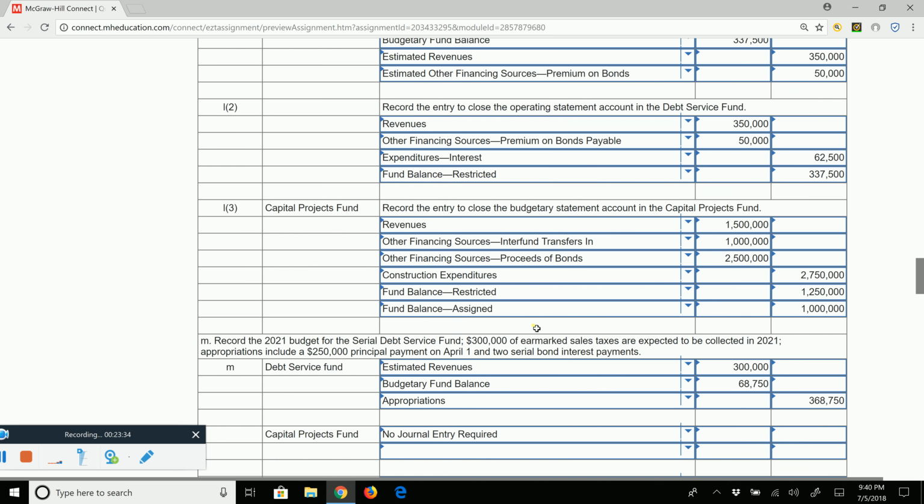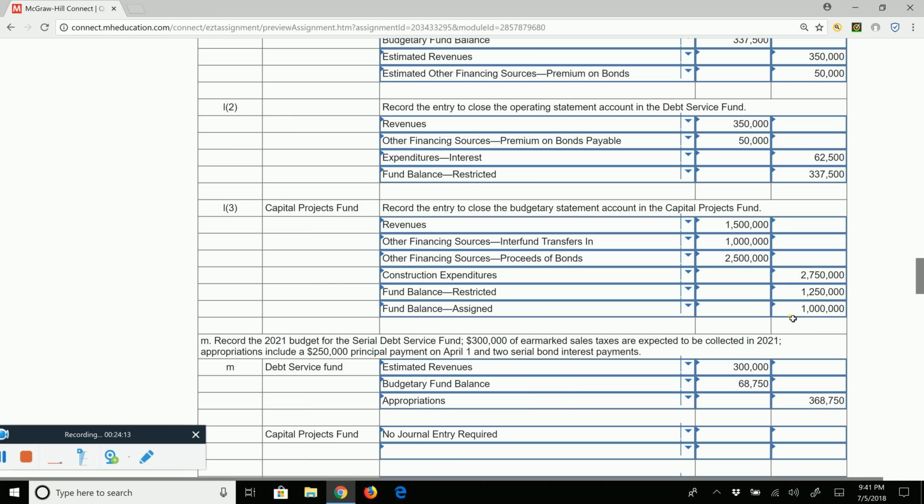All right, and the capital projects fund, we will close our revenues and our sources with debits, close our expenditures with our credit, but we need to be very careful. Our fund balance is broken down between restricted and assigned. Remember, the $1 million we received as a transfer from the general fund, that's assigned. That's basically the government's management dictating on how that money is to be spent. All the other monies that were received from third parties, those are restricted. All right, so that was year one.